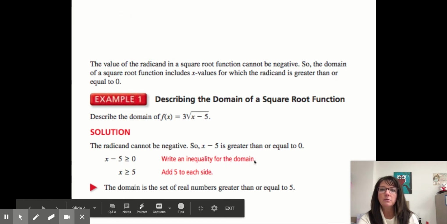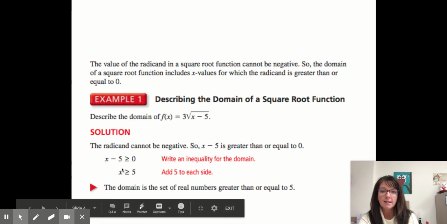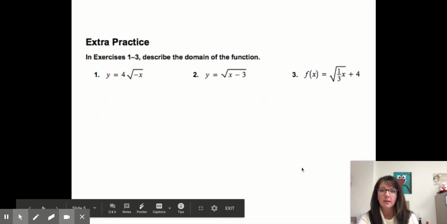All right, so the value of the radicand in the square root function cannot be negative. The domain of a square root function includes x values for which the radicand is greater than or equal to 0. So we're going to have to solve for x minus 5 being greater than or equal to 0, and solve for x to determine what the domain of our function is going to be.